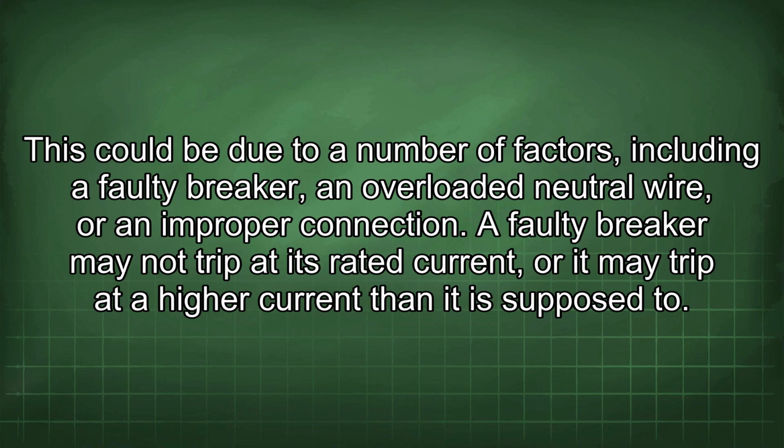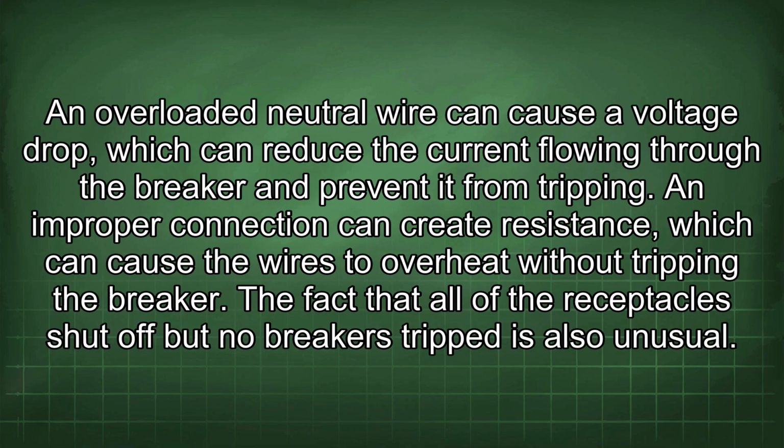An overloaded neutral wire can cause a voltage drop, which can reduce the current flowing through the breaker and prevent it from tripping. An improper connection can create resistance, which can cause the wires to overheat without tripping the breaker.